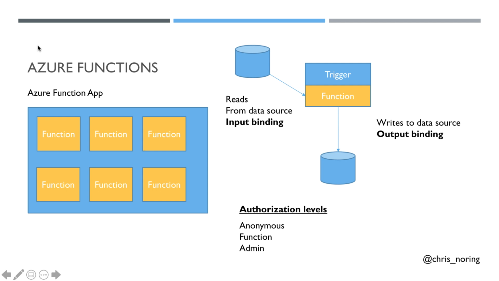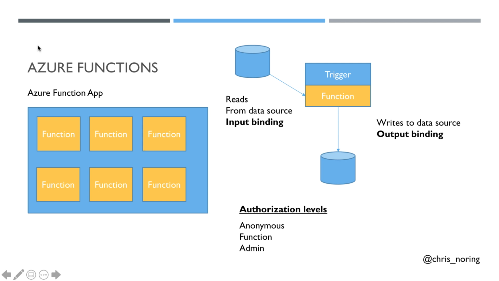We also have a concept called bindings. So an input binding is simply that we read from a data source before we trigger the function. That means that once the function runs, it comes with some data. Then we have the second concept, which is output binding. Now, output binding means that we have a reference inside of our function that allows us to easily write to a data source. We also have different authorization levels, which means how secure do we want this function to be when it comes to invoking it.